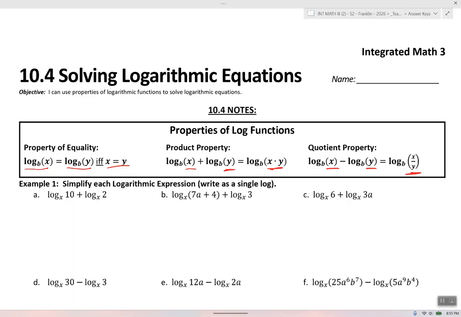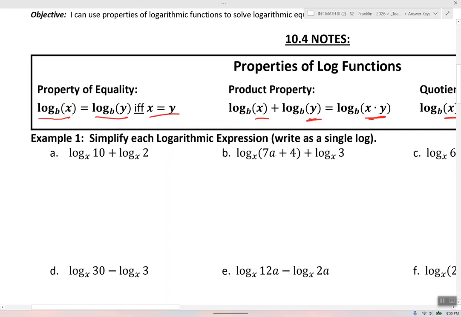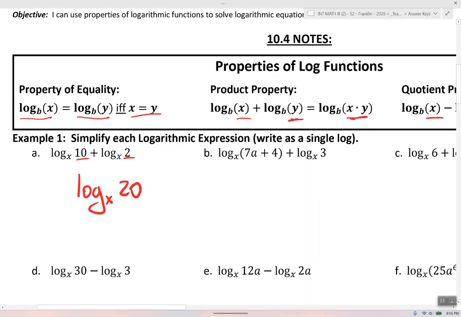We'll write them as a single log, and we'll use the properties above. So here, example 1a, we're going to use the product property. We'll multiply these two values together, and we get log base x of 20, since 10 times 2 is 20. For example b, because we're adding, we multiply this expression times 3. So we'll get log base x, and then we have to distribute that 3. So we get 21a plus 12.